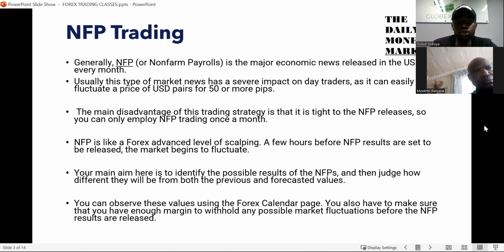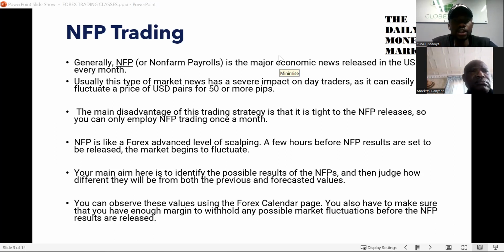You also have to make sure that you have enough margin to withstand any possible market fluctuations before the NFP results are released. Right? So the most important time might be before the NFP results are actually released. It's very important to notice that you can check the NFP all the way on the Forex calendars. Those who joined from last week, I think they know where to get the Forex calendars.